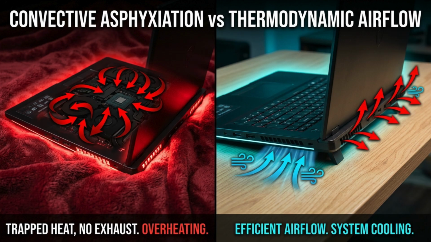Convective asphyxiation, thermal throttling. Placing a laptop on a bed or pillow physically buries the intake vents in an insulating fabric barrier. The processor violently overheats, forcing the system to mathematically throttle performance to prevent melting. You must use a rigid, flat surface to guarantee unobstructed thermodynamic air convection.